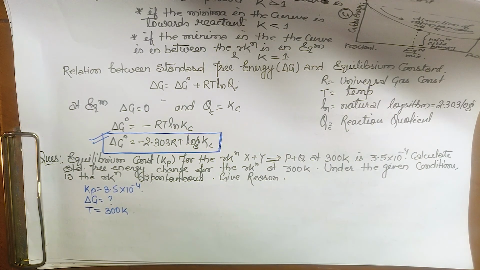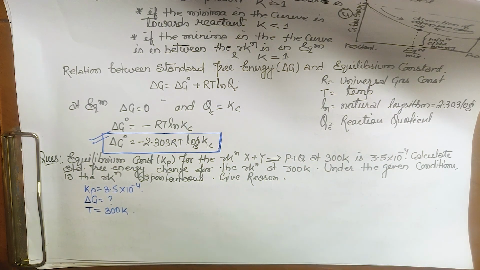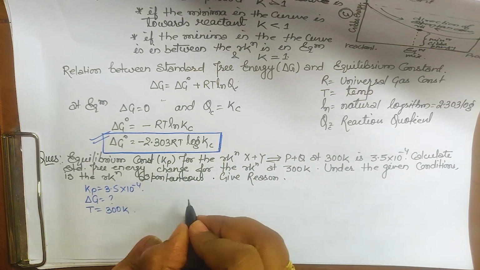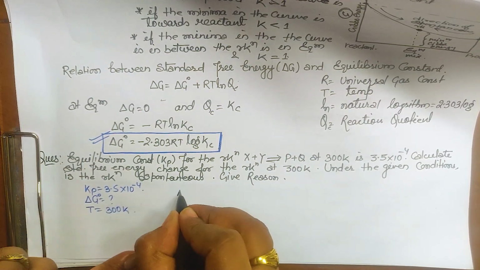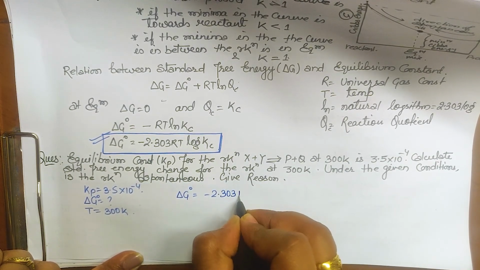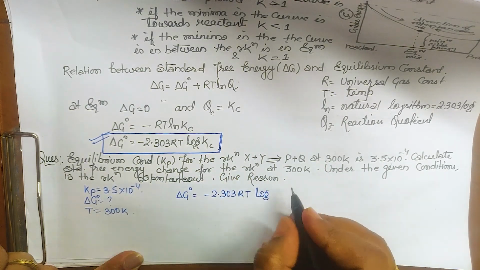For the reaction to be spontaneous, the delta G must be negative, isn't it? So if we calculate it and delta G comes negative, then we will say yes, it is spontaneous, and if it comes positive, then we will say it's non-spontaneous. So let me use the formula that we have. Here, delta G naught is equal to minus 2.303 RT log, and instead of Kc, I will write Kp.